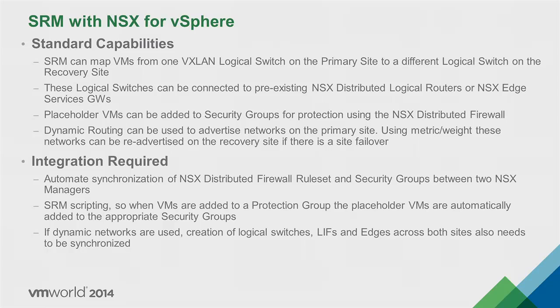Then in terms of things that need some additional integration, what's required here is synchronization of our distributed firewall rule set and security group membership, and also leveraging those hooks that SRM provides, so that when VMs are added into a protection group, we automatically add the placeholder VMs into the correct security groups that are already synchronized. And then obviously if we're leveraging dynamic networks, we'll want to synchronize these as well. So this is a process that we've tested and works out of the box. And the integration down here is something that we're validating and we'll be releasing a white paper on. But there's really no reason why you can't start with this immediately.